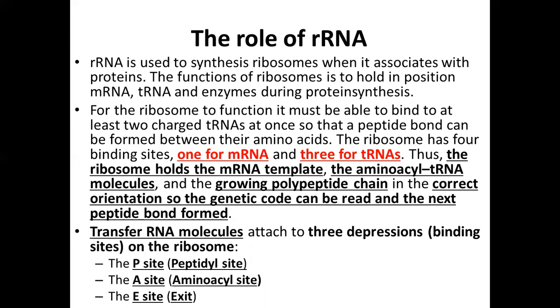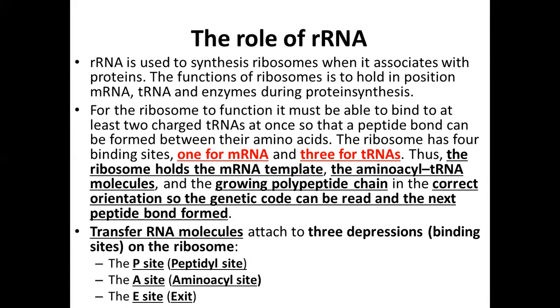So for the ribosome to function, they need to first bind to at least 2 charged transfer RNAs at once so that a peptide bond can be formed between their amino acids. So we are saying the ribosome has basically 4 binding sites. One binding site is for messenger RNA, and we have 3 binding sites for transfer RNA.